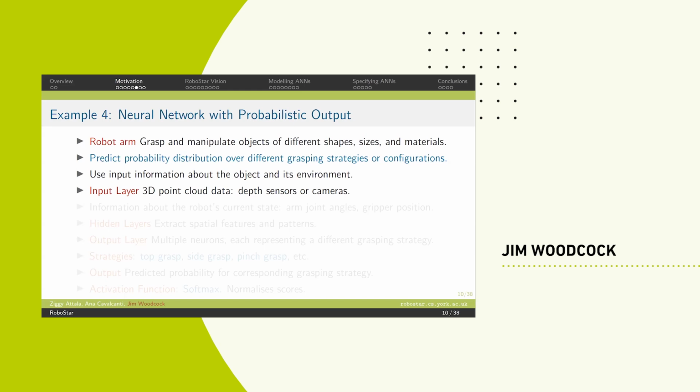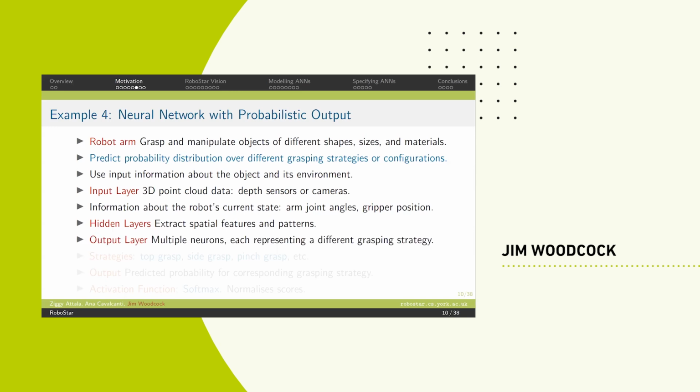And the input layer is taking as input a 3D point cloud of data. And that might be derived from depth sensors or cameras. And add to that information about the robot's current state, the state of the arm joint angles, and the gripper position, and so on. And then the hidden layers take those inputs and from them extract spatial features and patterns.